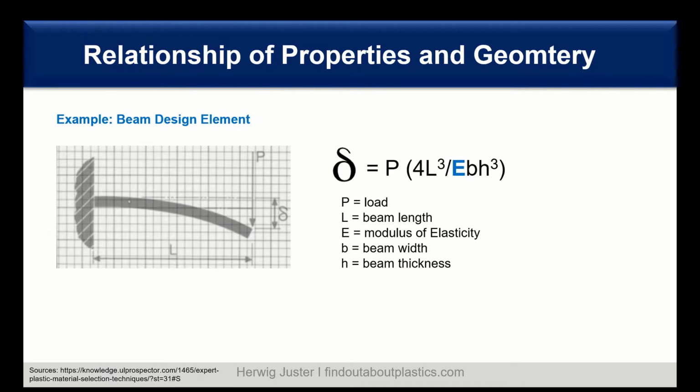And here, as an example, I've selected a simple beam design element. So the beam is fixed here on a wall and we have a certain force P, which leads to a deflection of the beam, which is then here the delta. So delta is the load times 4 times the length of the beam, and divided by the modulus of elasticity, and then we have the width and the thickness of the beam. And there you see a nice combination of geometry and material properties.